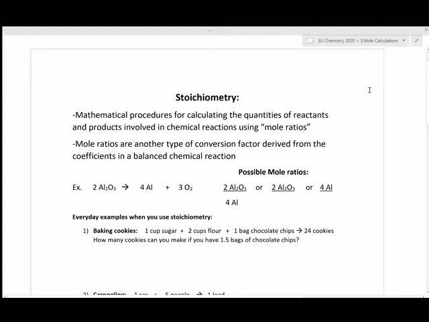Welcome back, chemistry students. So today we're going to learn about something called stoichiometry. Now, the word stoichiometry is actually scarier than the actual calculations.